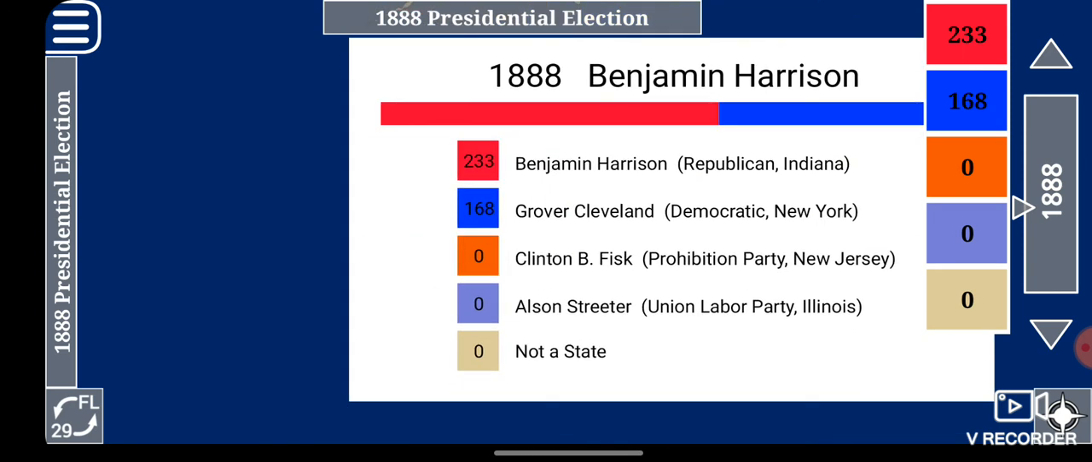And if you guys don't know who Benjamin Harrison is, he is the grandson of William Henry Harrison, the ninth president of the United States. William Henry Harrison died of pneumonia, and Benjamin Harrison, a few years after his presidency, died from the same thing his grandfather did, which is a fitting way to go.